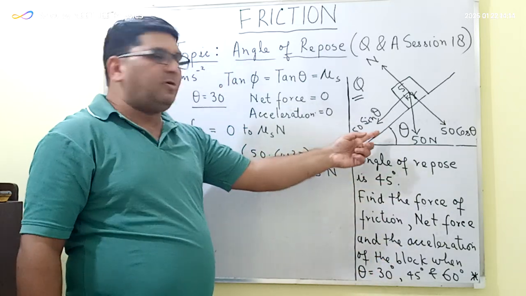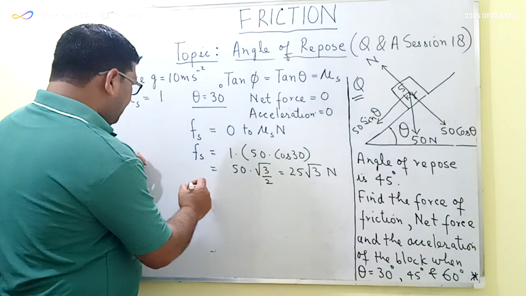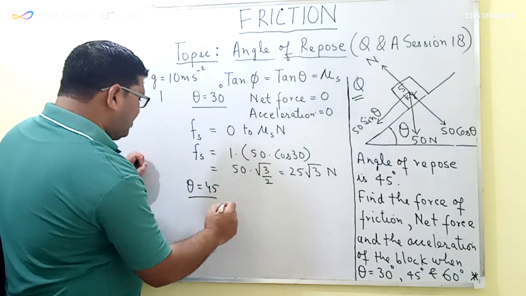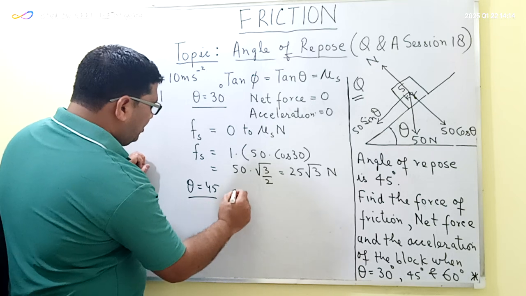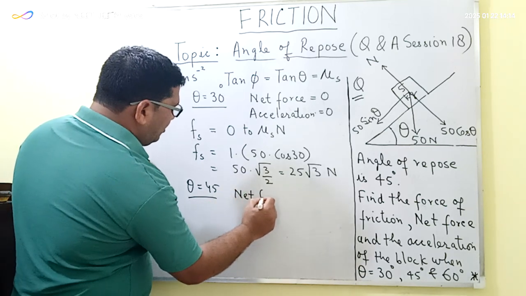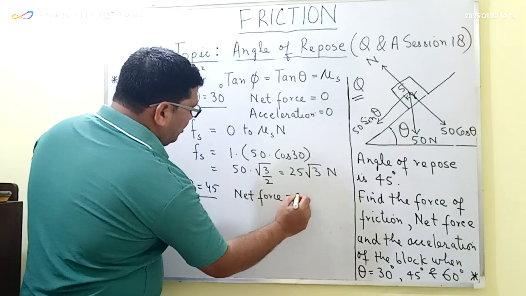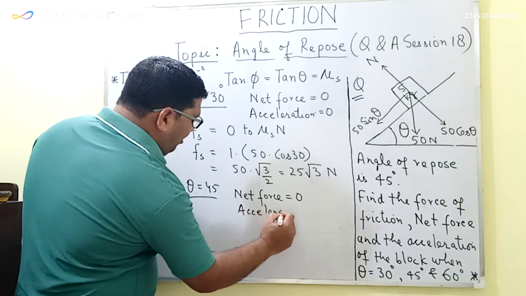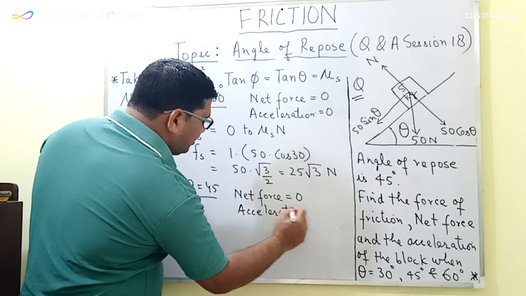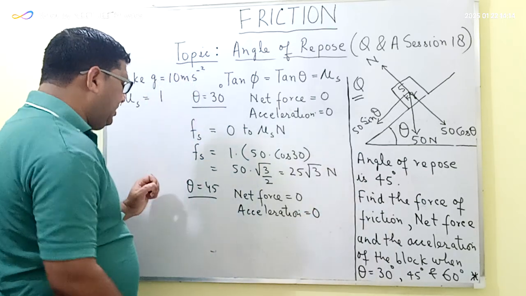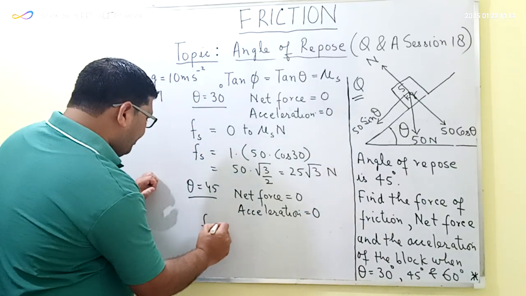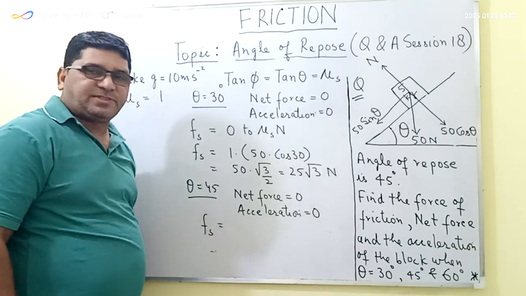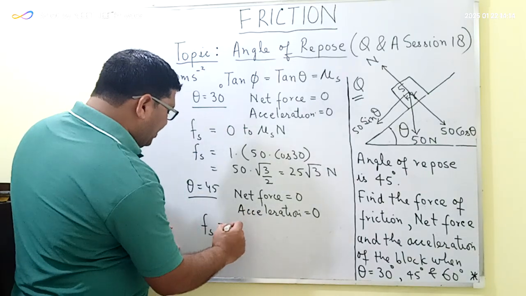So if the block is not moving, then we can say that the net force will be equal to 0 and the acceleration will also be equal to 0. And now in this case, the force of friction, or you can say the force of static friction, will be equal to mu s into n.